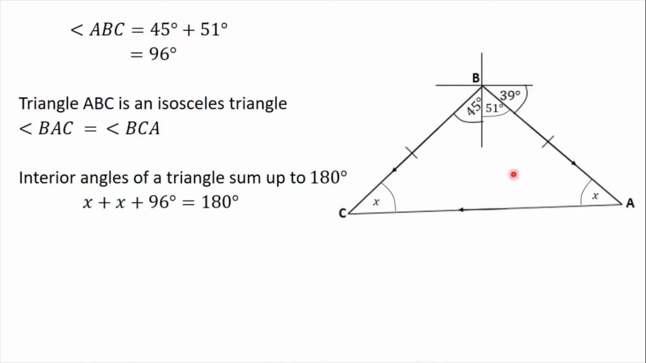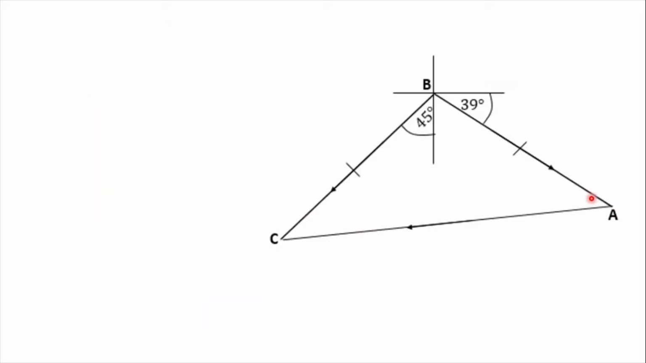So if I add all the angles in this triangle, that is 45 degrees plus 51 degrees, which is 96 degrees. If I add it to this X and this X here, I must get 180 degrees. When you simplify this, you are going to get X to be 42 degrees. So here is 42 degrees and here is also 42 degrees. This value that we found is very important. We are going to use it in the next slide.